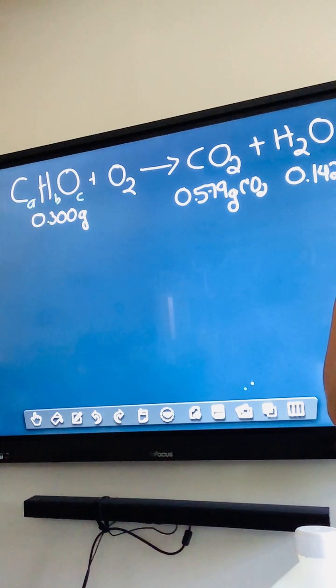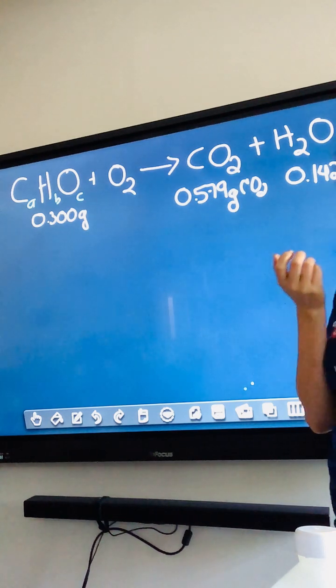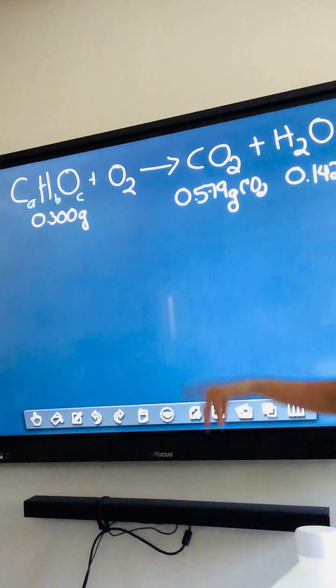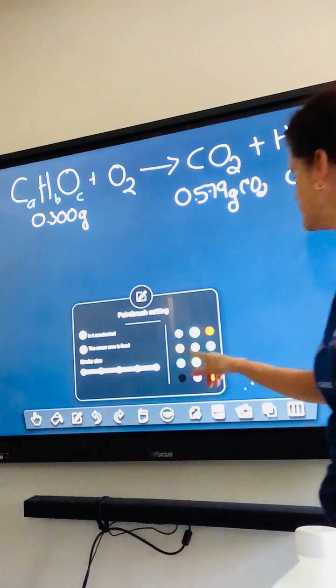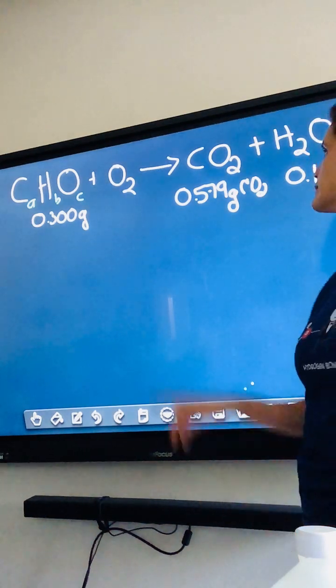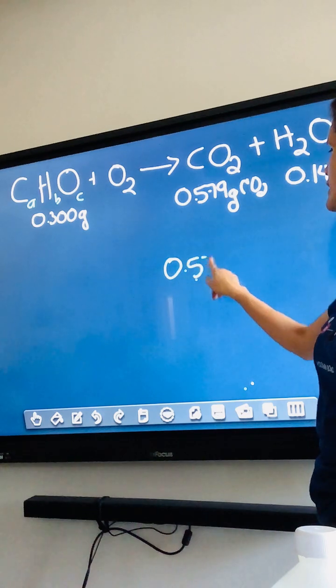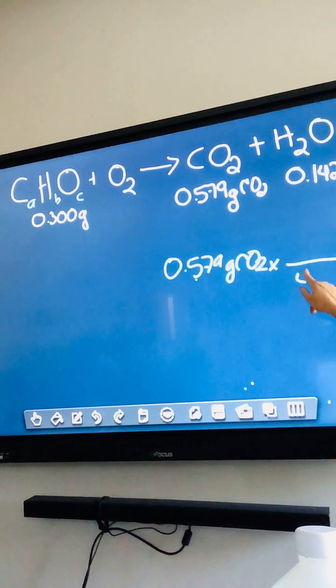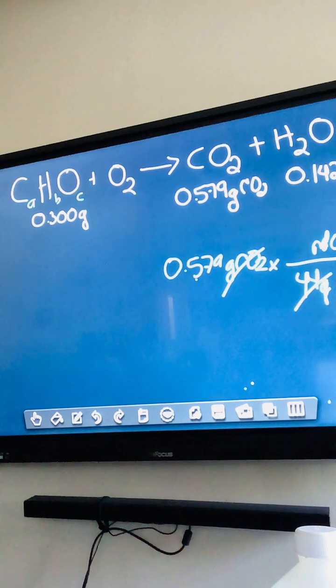How would you do that? How can you go from grams to moles? How to find the molar mass? Which is 44. So you divide by the molar mass and you find the moles. How many moles do we have? It's 0.579 grams of CO2 times one mole per 44 grams of CO2. What is that?